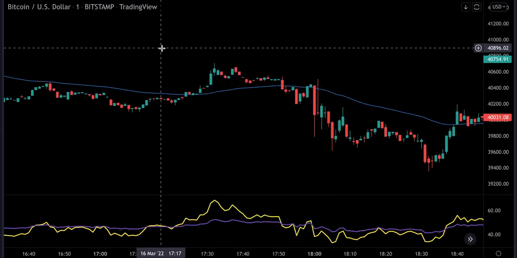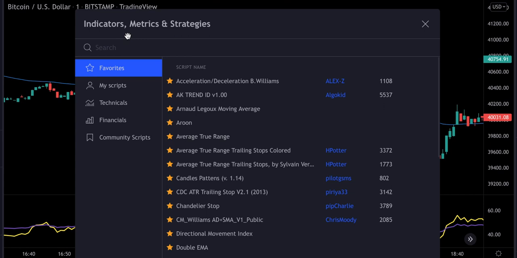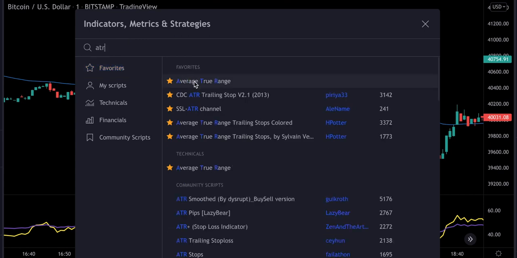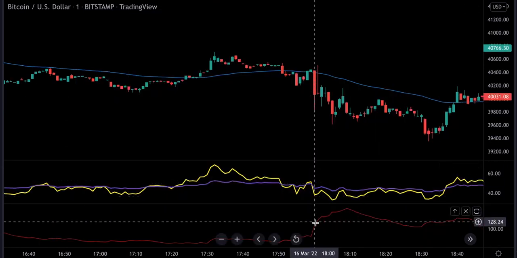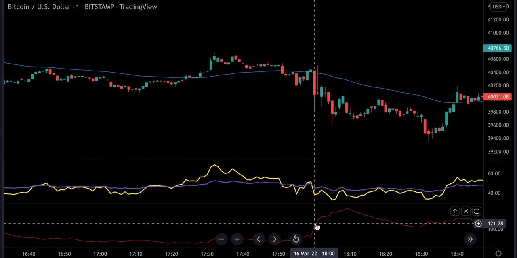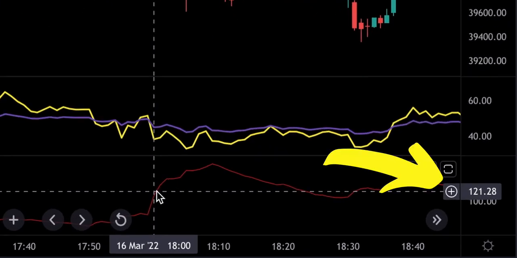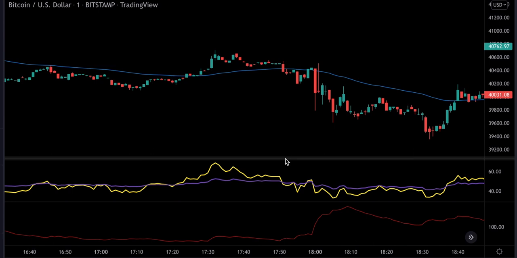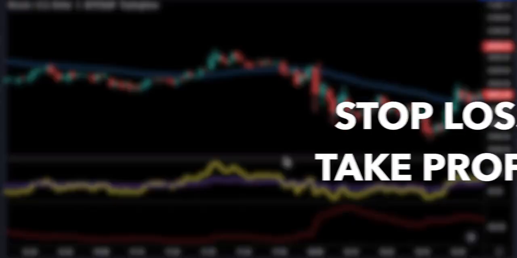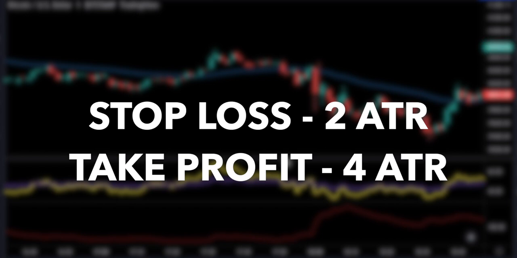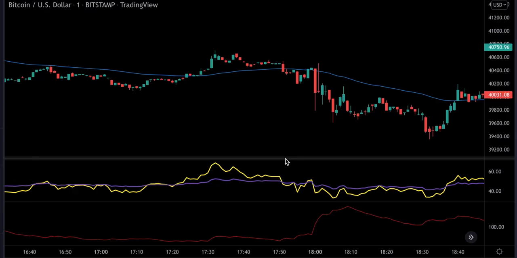And for the last indicator we're going to use an ATR indicator, average true range. We're going to use the value of this ATR indicator in order to determine our stop loss and take profit targets. You can see the value on the right hand side. For simplicity, we're going to use a 2-to-1 risk to reward ratio. Our stop loss is going to be at 2 values of the ATR, and our take profit level is going to be at 4 values of the ATR.